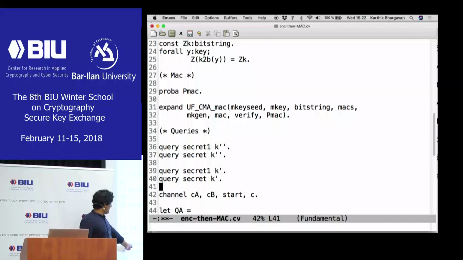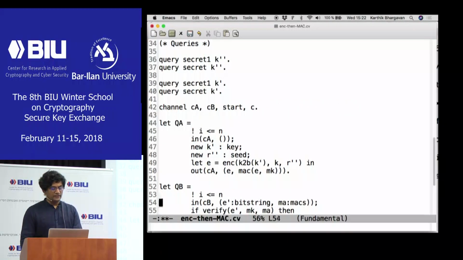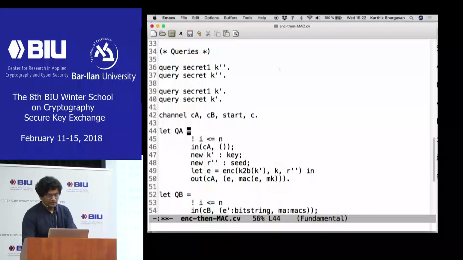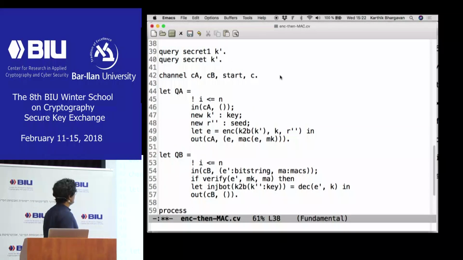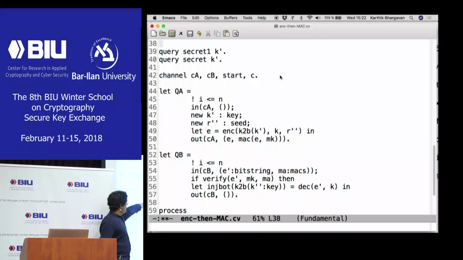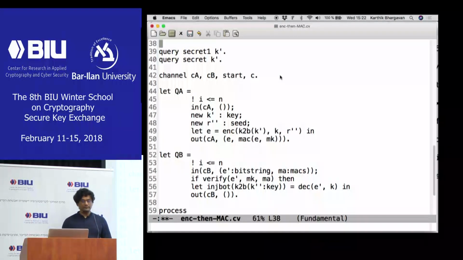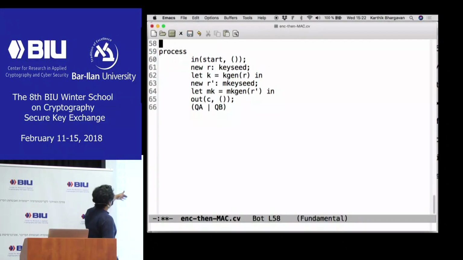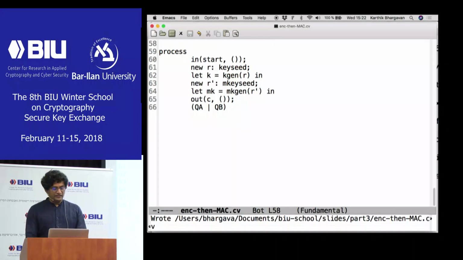Then we are trying to prove that the K double prime is secret and K prime is secret. Those are our goals. The protocol itself is the one that we saw earlier. QA is written like this. It's some number of copies up to n of this process, which is Mac, encrypt and Mac. QB is that one. And the initial process is the one that we saw. We are generating the key, generating the MAC key, and passing them to QA and QB. Okay? So this is the process. You want to prove the secrecy there.